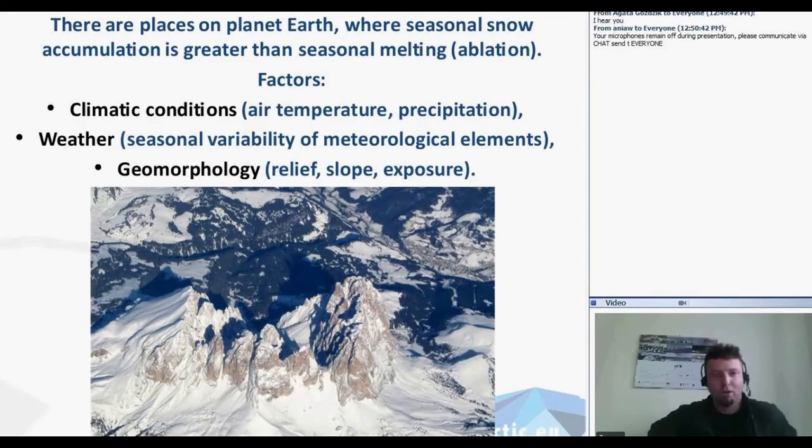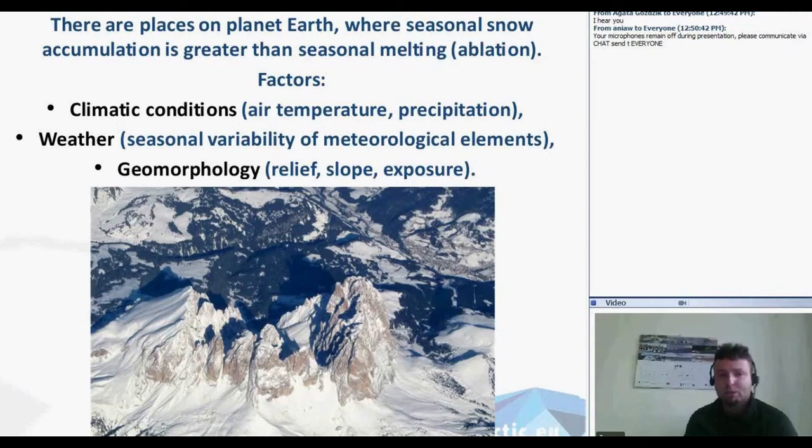I believe all of you know that there are some places on Earth where snow that is accumulating during winter doesn't melt during summer. In some places, some conditions are needed. Those conditions are climatic, weather, and geomorphological. Those climatic conditions are air temperature and precipitation, especially snowfall. Then weather, I mean meteorological elements that change during seasons. So when the temperature during summer is not high enough to melt the snow.